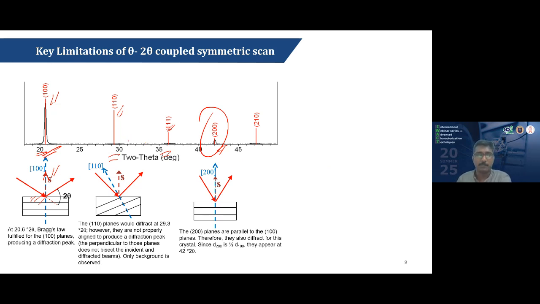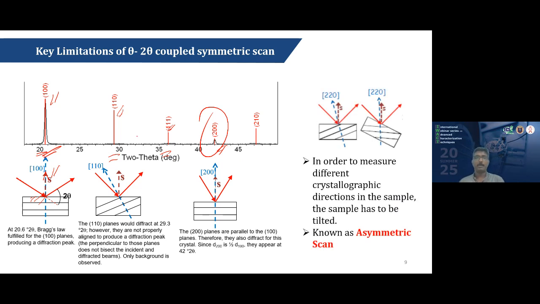to the sample surface. In order to observe these planes, we have to tilt the sample and then take XRD diffraction. This type of scan is called an asymmetric scan, in which the scattering vector, if you note in this figure, is now not parallel to the sample surface, but perpendicular to the planes, since we tilted the sample.